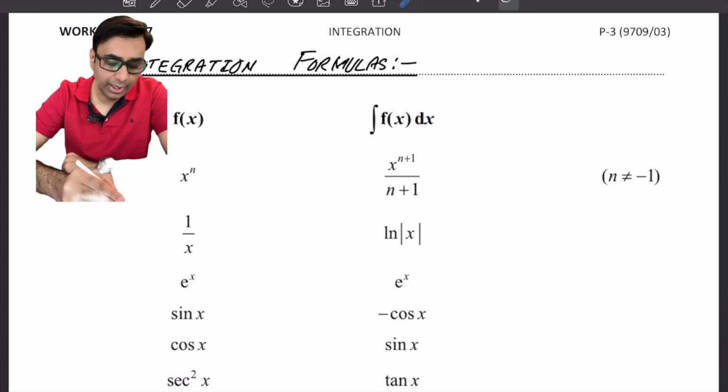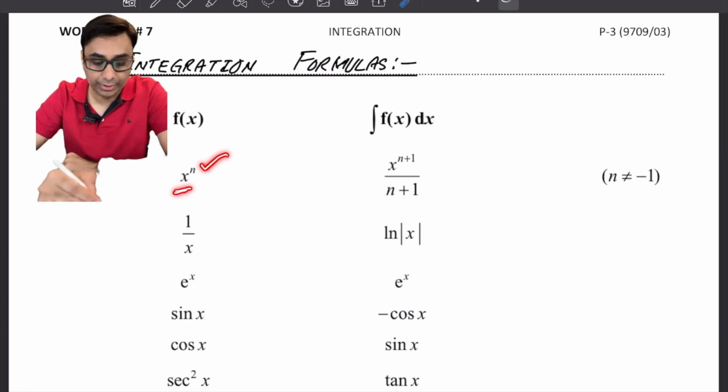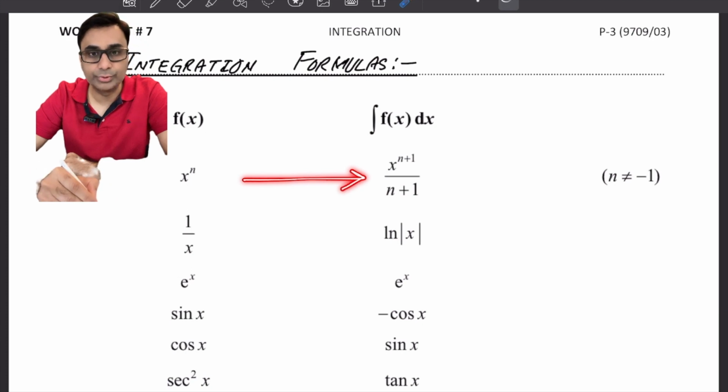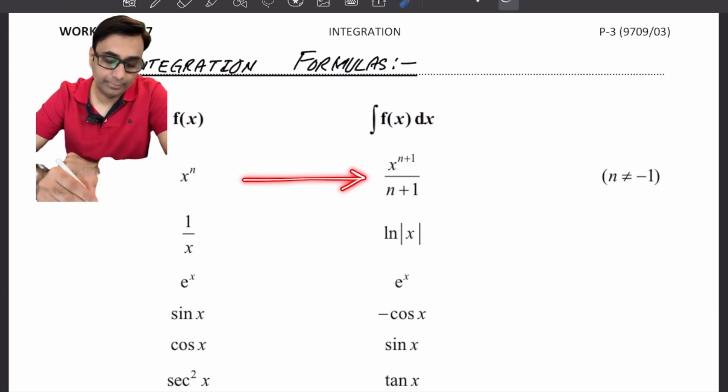So if you have x raised to the power n, where n has to be a constant, you can apply integration onto it, and that integration will get you x power n plus 1 divided by n plus 1. So if you have a power n, you increase the power by 1, and whatever number you get, you divide by that number. That is for x to the power n. This is the formula that you are supposed to be learning in the P1 exam.